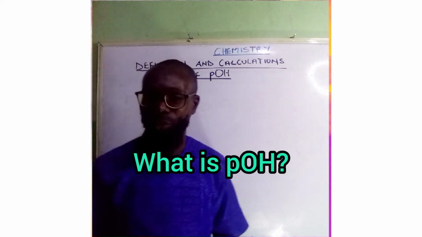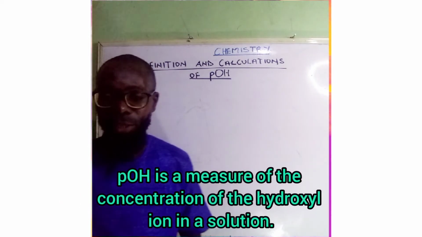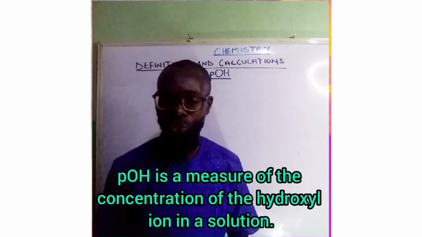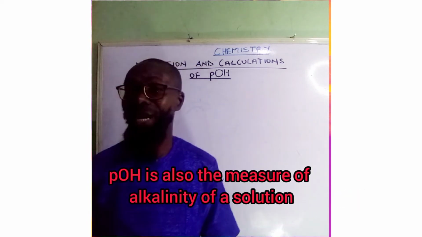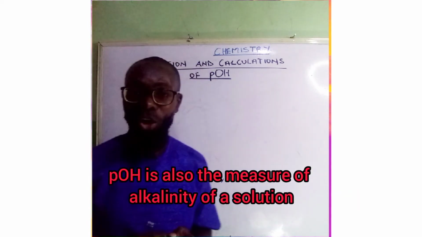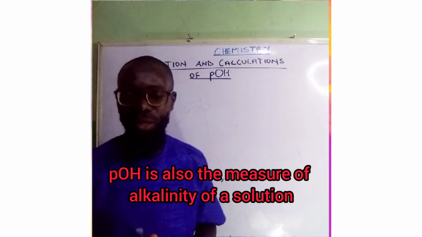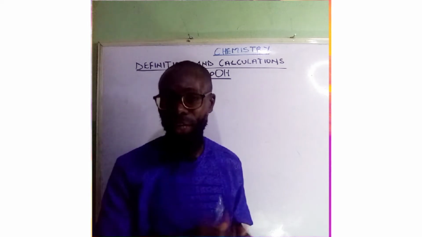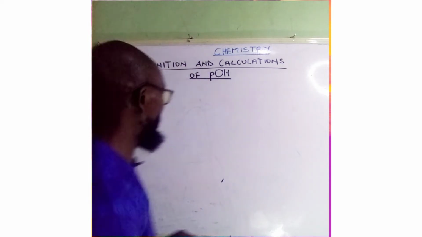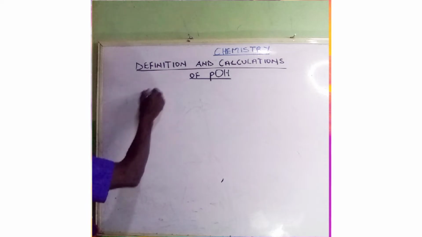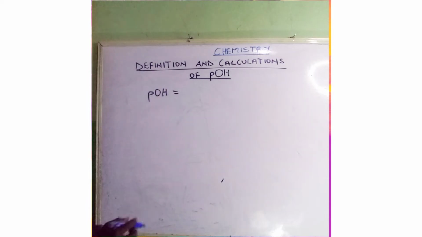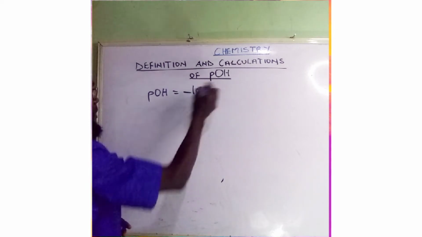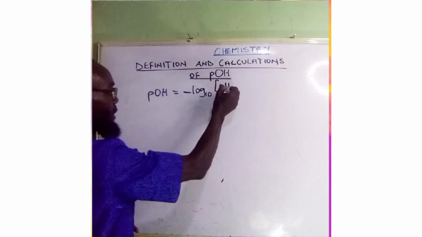What is pOH? pOH is a measure of the concentration of hydroxyl ion in a solution. That is, the measure of the alkalinity of a solution. Now, from this definition and the definition given in pH, we can also derive that pOH of a solution will be equal to minus log to base 10 of hydroxyl ion concentration.